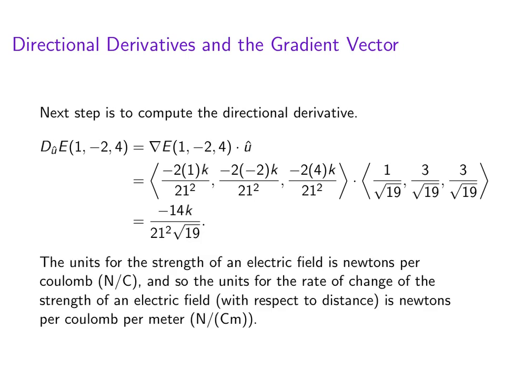The units for the strength of an electric field is newtons per coulomb, and then the units for the rate of change of the strength of an electric field with respect to distance is newtons per coulomb per meter.